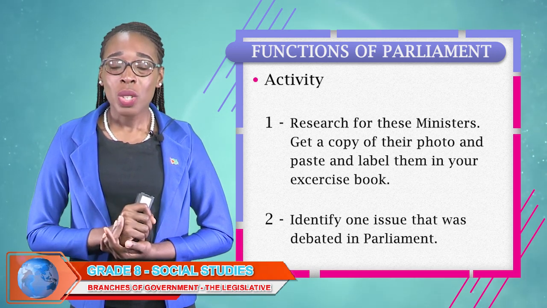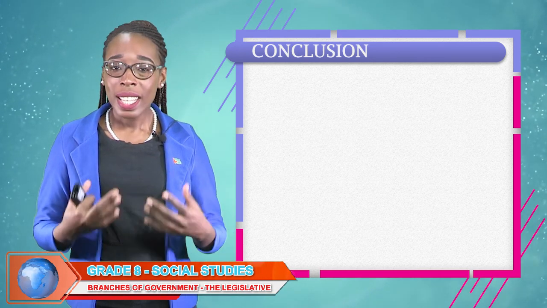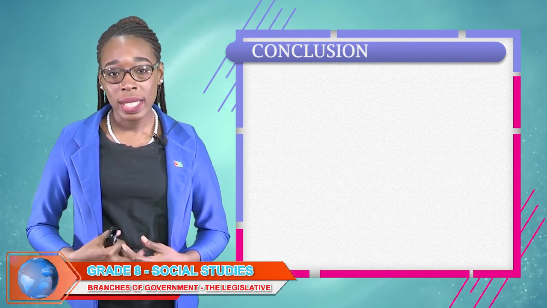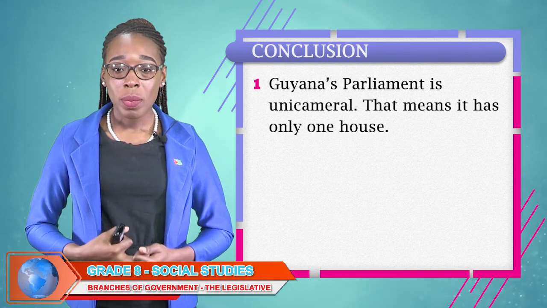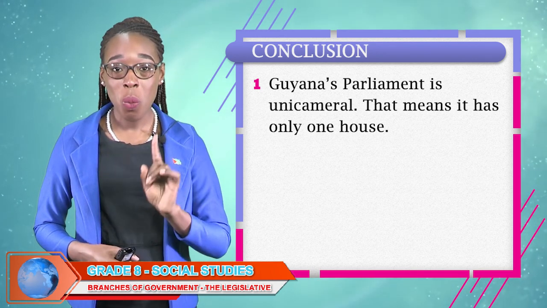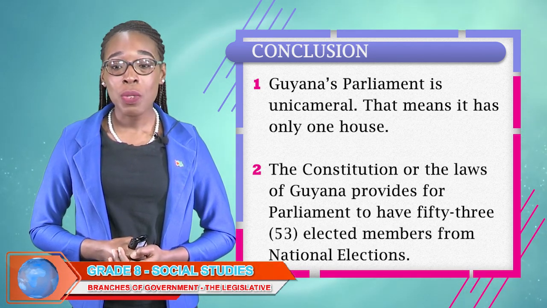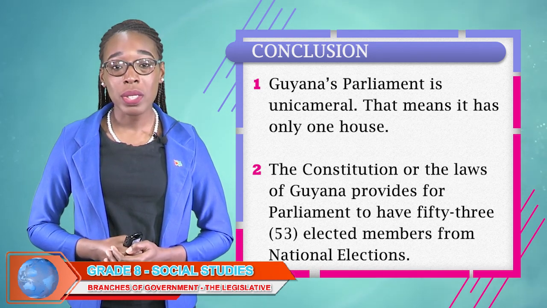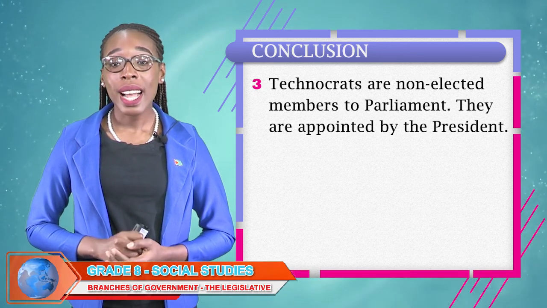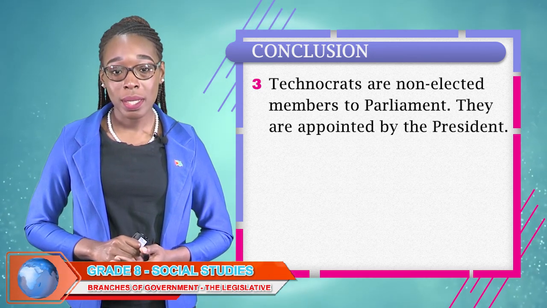All right, so we are now into our wrap-up session for today. Let's look at some of the key things that we would have learned as we looked at the topic of the legislative. Number 1, Guyana's parliament is unicameral. That means it has only one house. 2, the Constitution or the laws of Guyana provides for Parliament to have 53 elected members from the national elections. Number 3, technocrats are non-elected members of Parliament. They are appointed by the President.